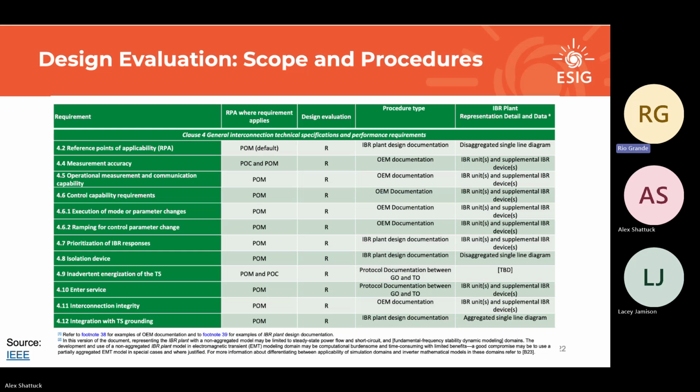You'll notice 4.9 for inadvertent energization of the transition system. That's both. You want to make sure that the equipment's doing the right thing, and also the plant isn't re-energizing. So that one's at both.